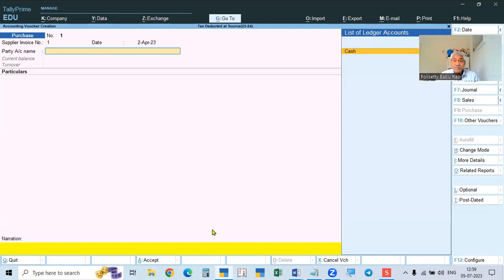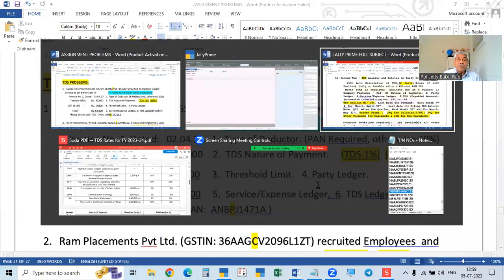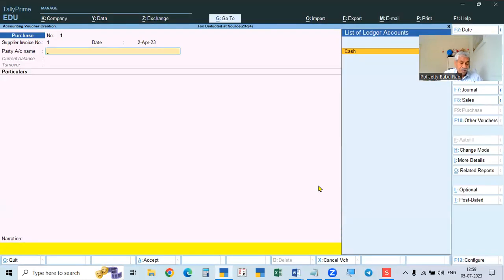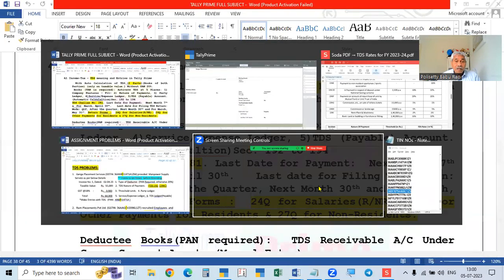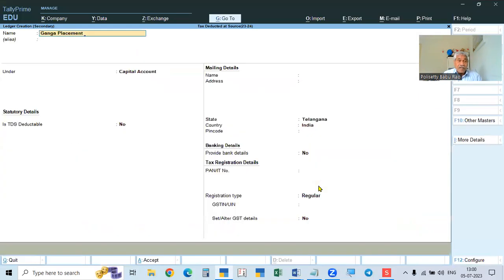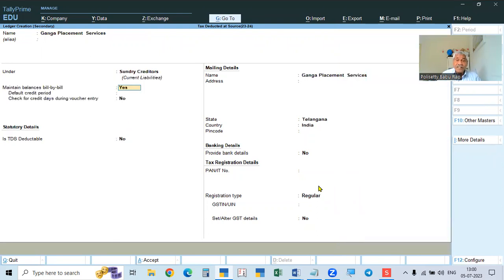The name is Ganga Placement Service. So we will create Ganga Placement Service. We don't have that. So Ganga Placement Services is a sundry creditor. So here, as I told you, first of all, F11 features.